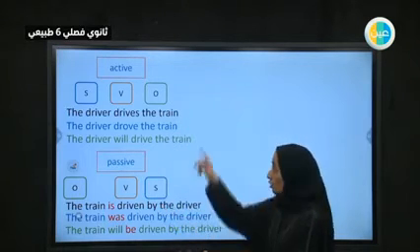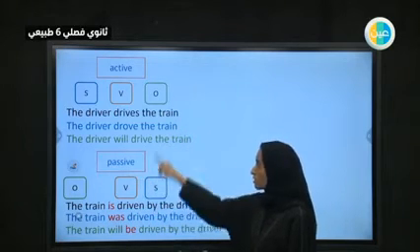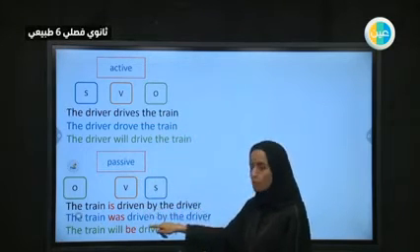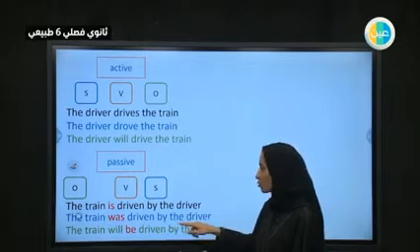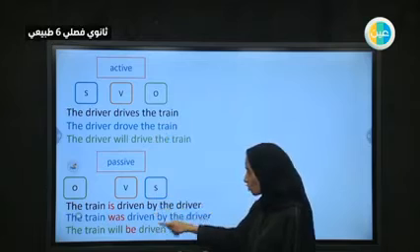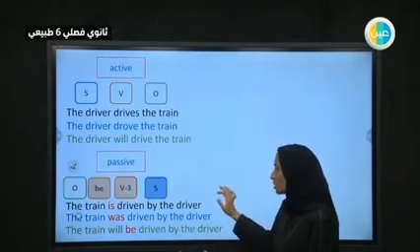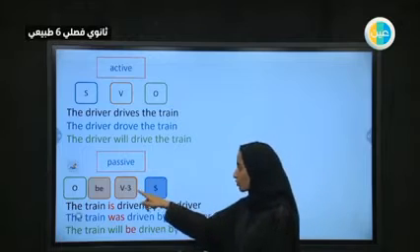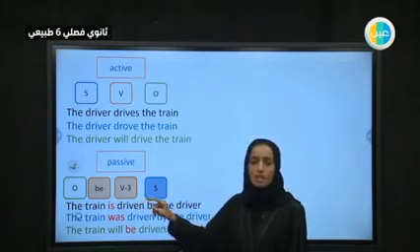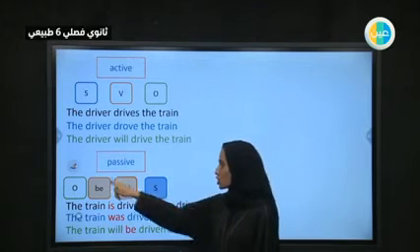So the object is the same, the train, as it is here. Then we have the verb. Is it a similar verb? No, we have a different form of verb. Drives, drove, and driven. All of these here are driven. So what did we do here? We have changed it into verb number 3, and this is not a random thing. You have to focus that you have to add something, which is the verb to be.